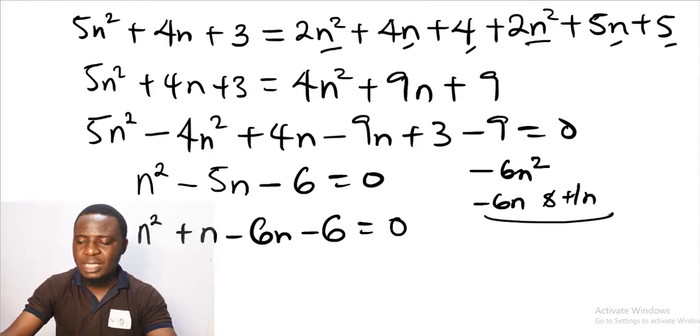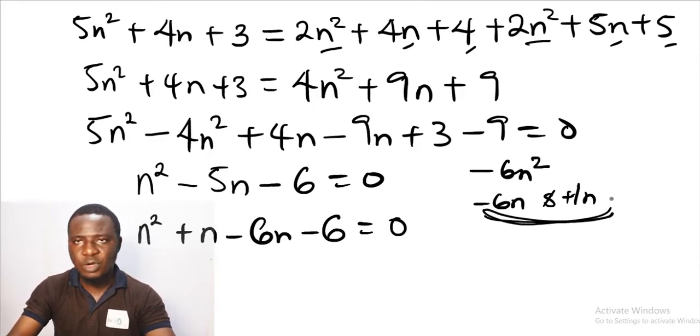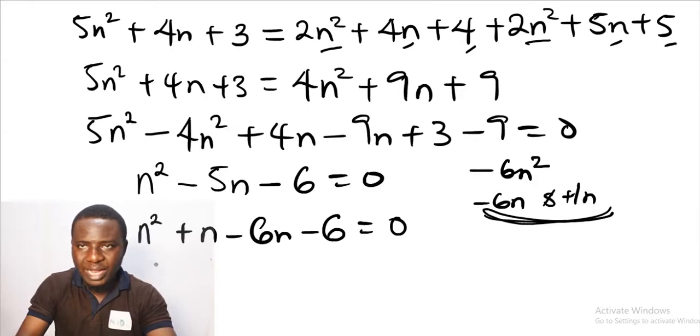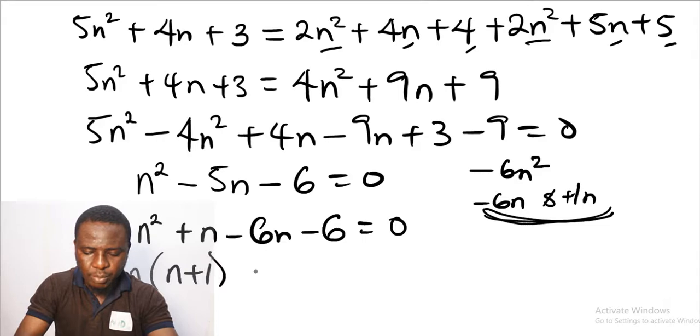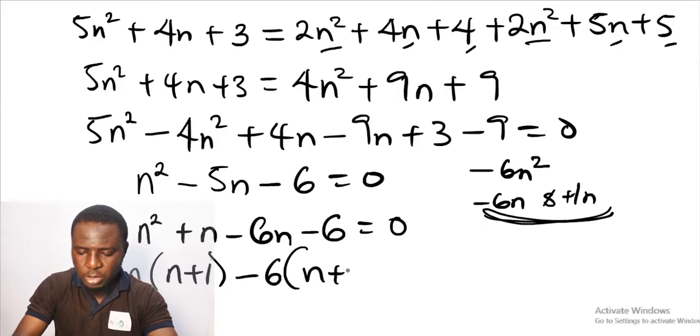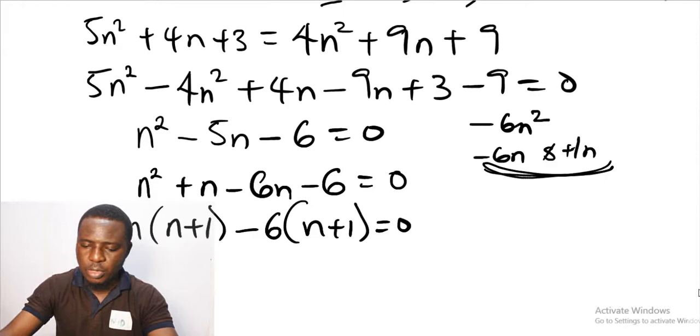Now, in substituting the two terms, you can bring one before the other. There is no rule in arranging them. We can now factorize. N squared plus n, what is common? N is common, so this becomes n into bracket n plus 1, minus 6n minus 6, what is common? We have minus 6 being common, into bracket n plus 1 is equal to 0.